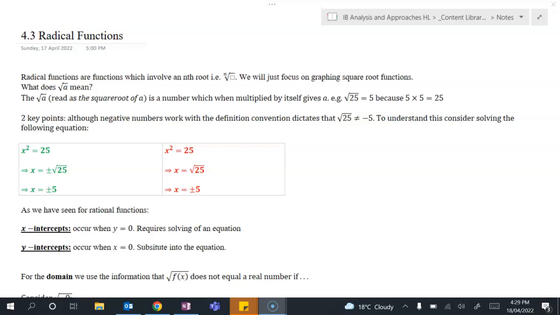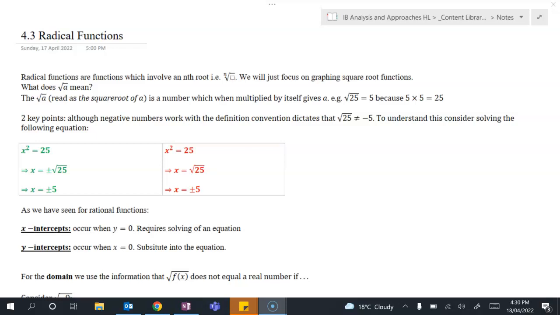The IB syllabus doesn't actually include any specific mention of radical functions as a particular function that you need to graph, but it does talk about being able to find the domain and range. When it talks about being able to find domain and range, it gives an example as being able to find the domain and range of a square root function, which probably indicates that we should at least highlight these functions. So let's think about what the square root of a means.